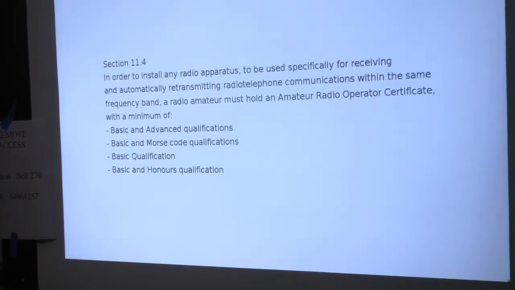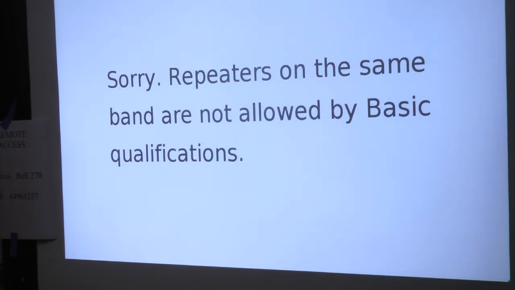Basic and honors? I think it's basic and advanced. Yeah. So the key is that it's on the same band, right? With the same frequency band. Good. Repeaters on the same band are not allowed by the basic qualification. You can do cross-band repeater, right? That is like from, let's say, 2 meters into 440, for example. That's a cross-band. You can do that with a basic, but you can't do the same band.